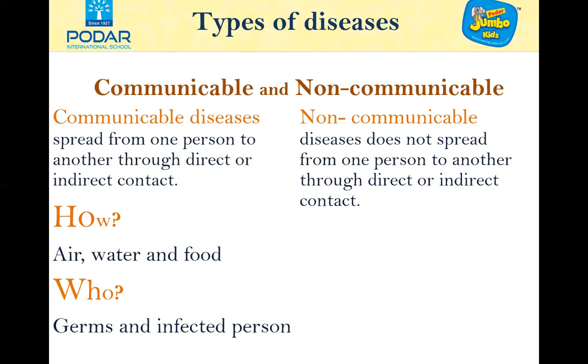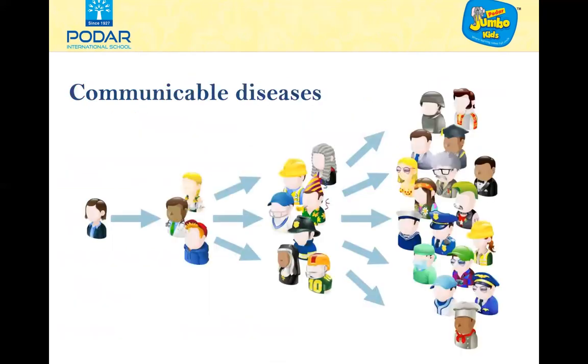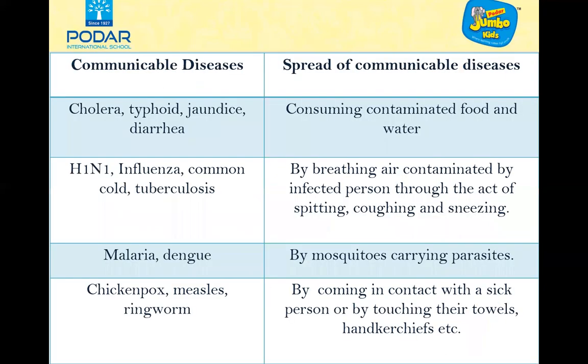Moving to non-communicable diseases, diseases that do not spread from one person to another through direct or indirect contact are known as non-communicable diseases. This slide makes us understand how one infected person can spread these communicable diseases to a large group of people. Let us try to understand some of the communicable diseases and how they spread.